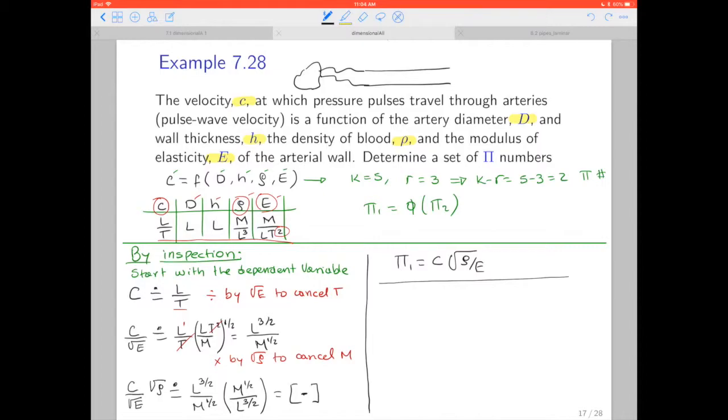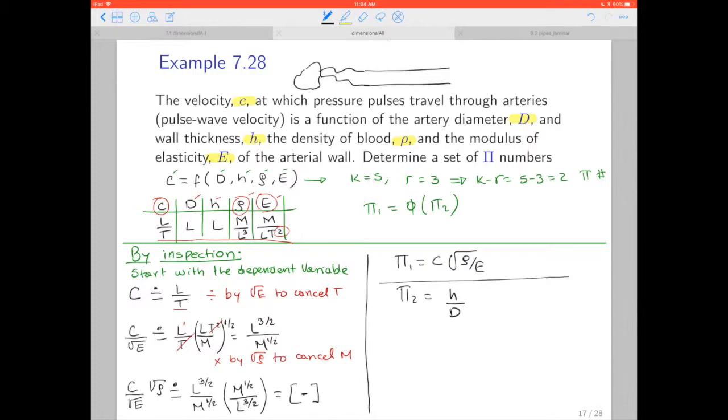So that pi 2 is going to be equal to either d over h or h over d. So pi 2 is going to be equal to, let's say, h over d. We use the two that were left.